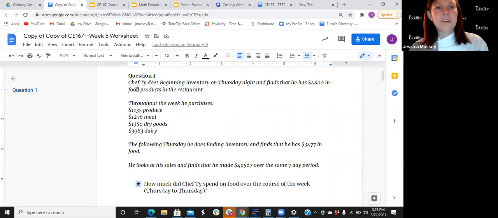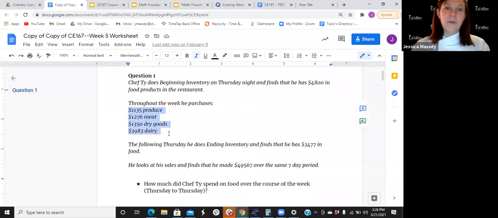Going back to the top, Chef Ty's beginning inventory on Thursday is 4,800. He didn't spend that. He already had it. That was the start. Throughout the week, he purchases red flag. That's the information you need to know. So all these, your produce, your meat, your dry goods, your dairy, you are going to add those up.